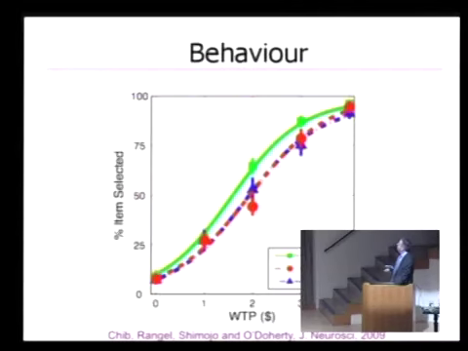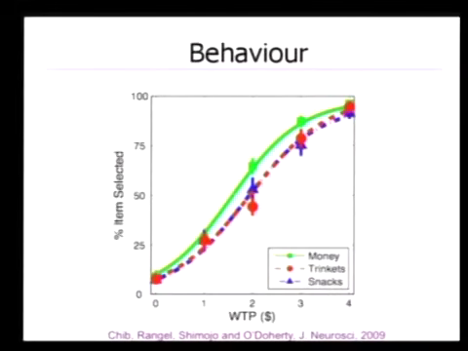Okay. And what we can see, I'm just plotting their behavior here, is that they're willing to choose the item over the fixed amount in proportion to the amount that they say they're willing to pay. Okay, so it seems that willingness to pay is a good measure of their actual choice behavior. And we can look in the scanner at areas that correlate with their willingness to pay.